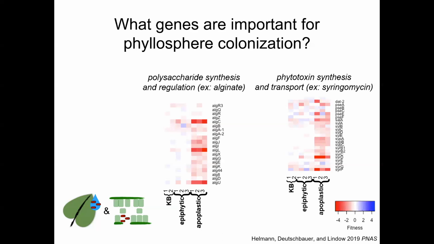Phytotoxin synthesis and transport, such as the production of syringamycin, were also highly important in the apoplast. I thought this was a particularly interesting example because phytotoxins have been previously shown to be necessary for symptom formation, but not actually for bacterial growth. And so these data suggest that phytotoxin production is maybe necessary for at least competitive fitness in the plant.